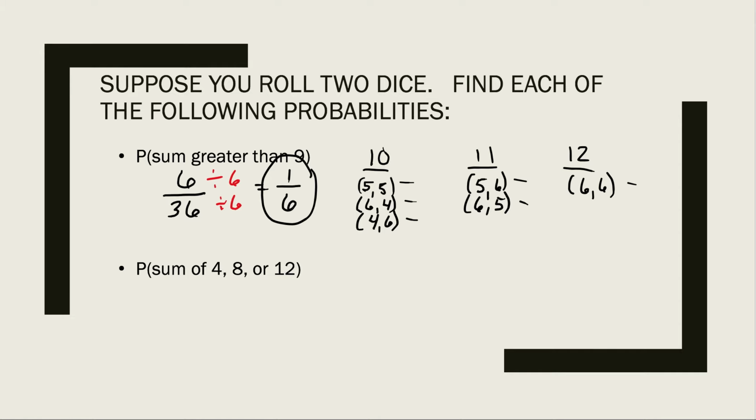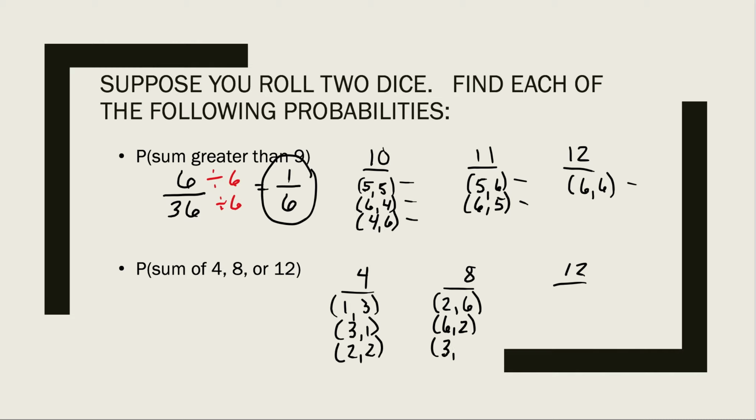For our next problem, we have a sum of 4, 8, or 12. So we're going to do the same kind of thing. We're going to look at how can we roll a 4, how can we roll an 8, how can we roll a 12. So for a 4, we could roll a 1 and a 3, and a 3 and a 1, and a 2 and a 2. For an 8, we could do, let's see, we could do a 2 and a 6. We could do a 3 and a 5. We could do a 4 and a 4. And for a 12, we said the only way to do it was double 6s.